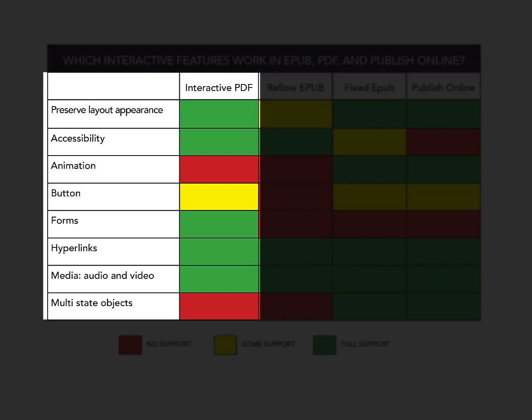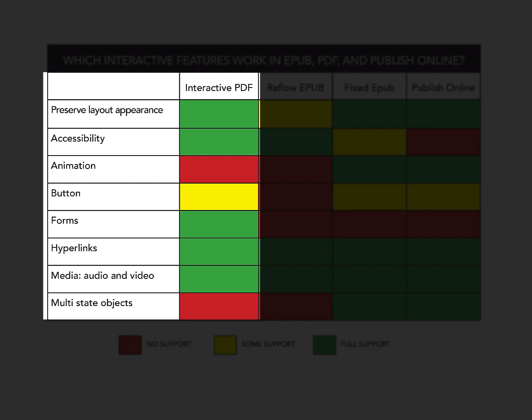Hyperlinks, you can see hyperlinks work in all of them. And a hyperlink just means that there's a word or an image that when you click on it, it takes you to the internet. That's good across the board. The media, audio, and video also look like a good across the board feature in an interactive PDF.